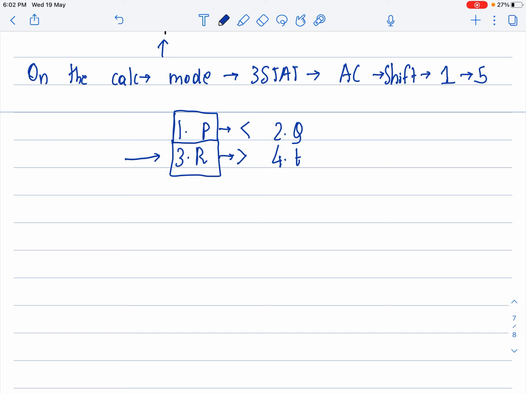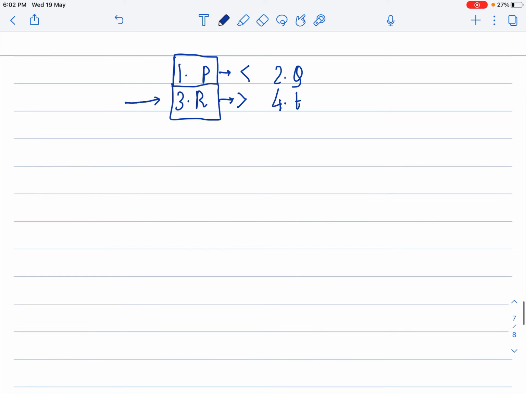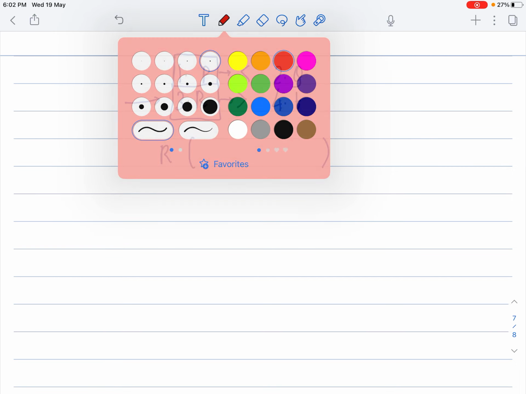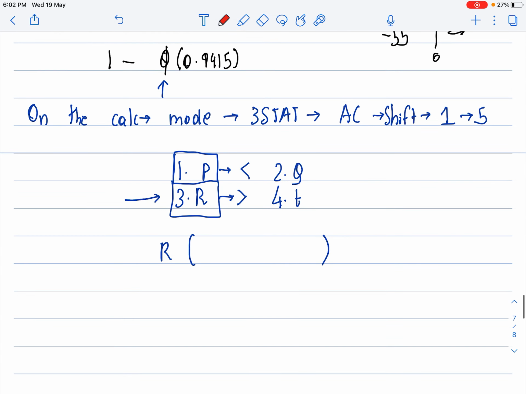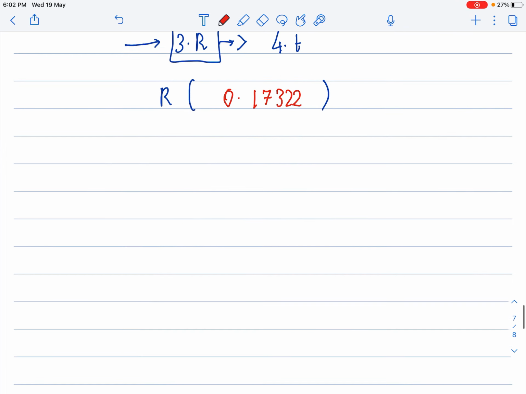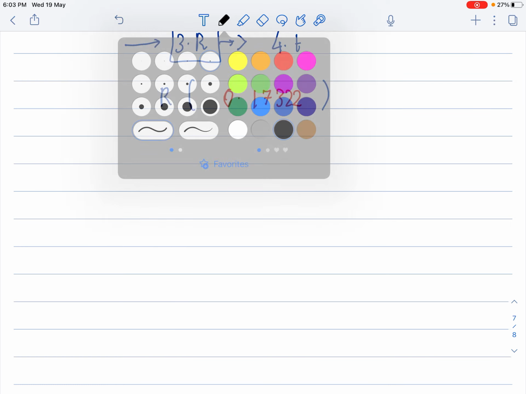When I click on option 3, I get something like r with a bracket here. In the bracket, I simply need to put 0.9415. The answer I get here is 0.17322. Now comes the important part. Is this your final answer?